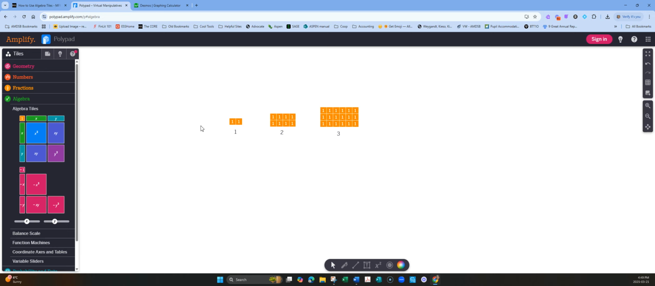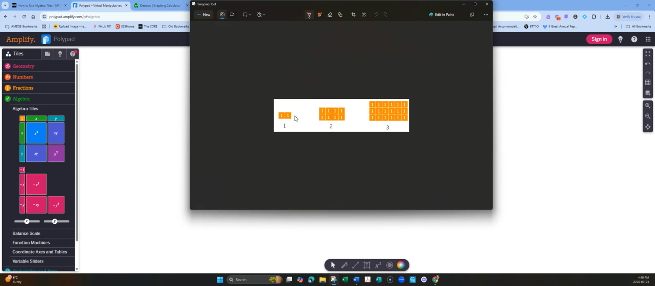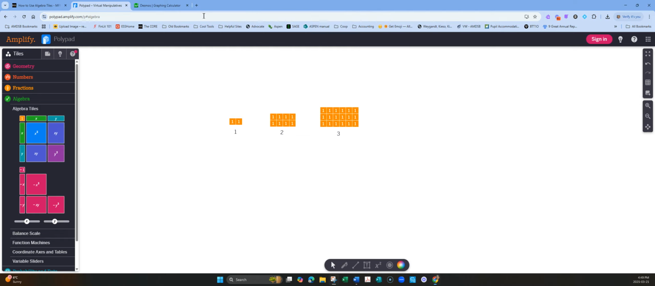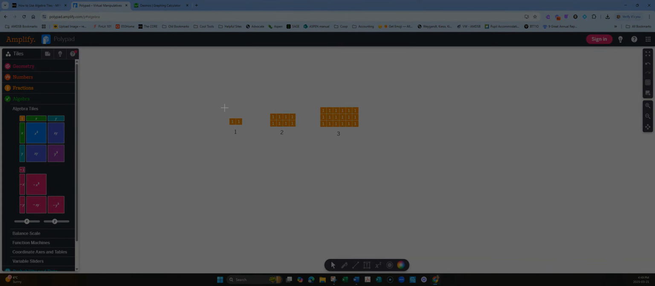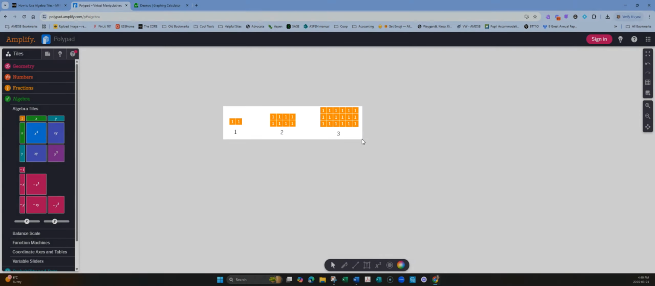So I did this already in algebra tiles, and then I went to my screen capture software and took a screen capture of it. If you don't know how to do that, I use the snip tool. This comes on all Windows computers. Your Chromebook is a little different. You can figure it out. Just Google how to do a screen capture. And then, there it is.